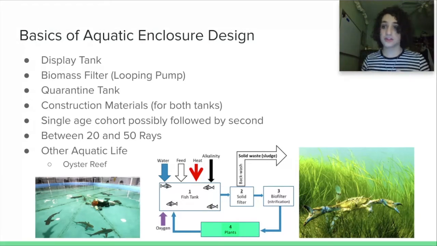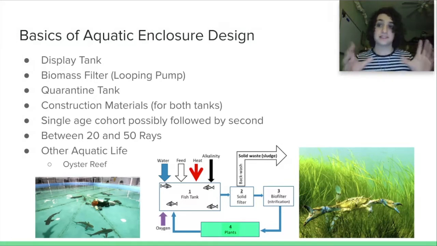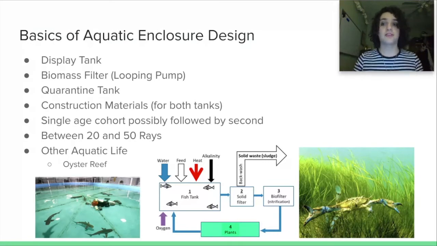In the actual enclosure itself, we're looking at a single age cohort, possibly followed by a second. The reason you want a single age is because rays tend to school and socialize by size and therefore also by age. And so if we want the rays to be able to socially interact with each other, they need to be around the same age.